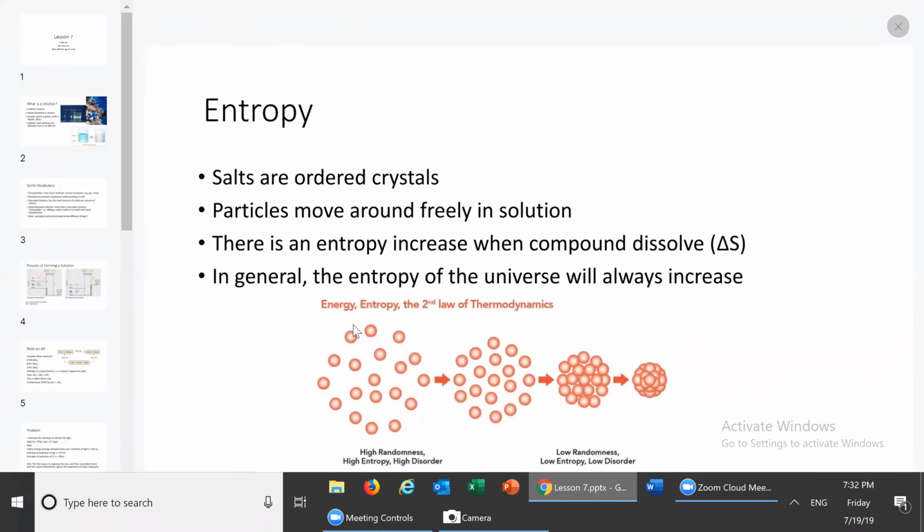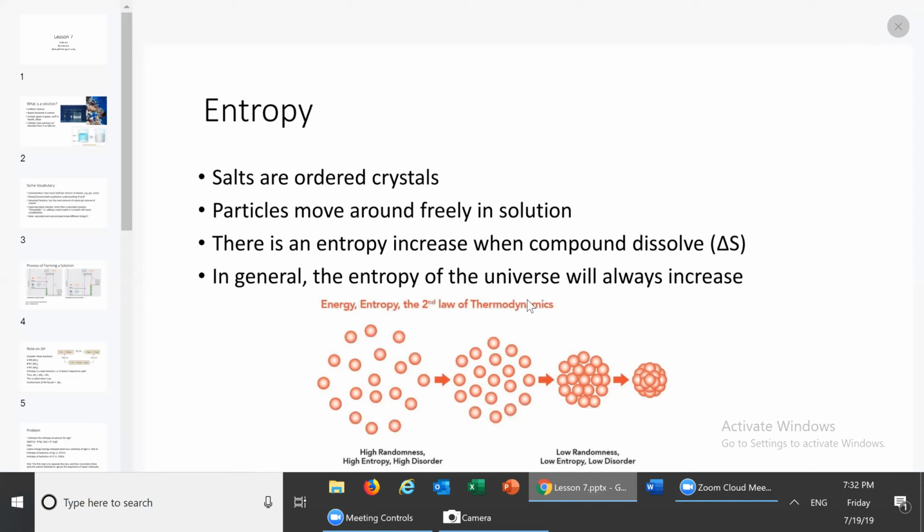So I want to talk about another factor that impacts the formation of solutions. This is entropy. Salts, our ionic compounds, are very ordered crystals. So we have a rigid crystal structure. By contrast, particles in a solution will move around very freely, so they can move however they please, and there's no overall long-range order. This means that we have an increase in disorder. So when a compound dissolves, we will usually have an increase in disorder.